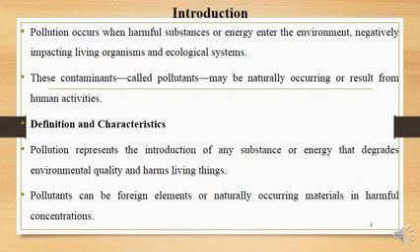These contaminants, called pollutants, may be naturally occurring or result from human activity. So pollution can arise as a result of anthropogenic activity, that is human activities, or from animals or activities in our environment. Pollution represents the introduction of any substance or energy that degrades environmental quality and harms living things. Pollutants can be foreign elements or naturally occurring materials in harmful concentration.